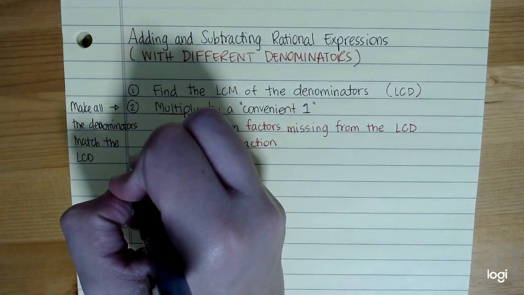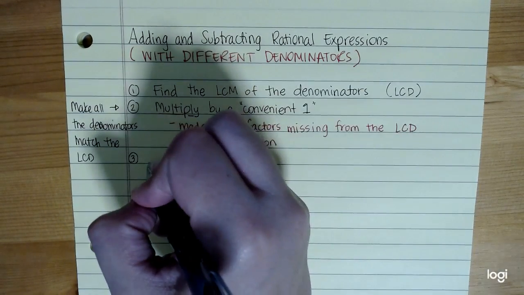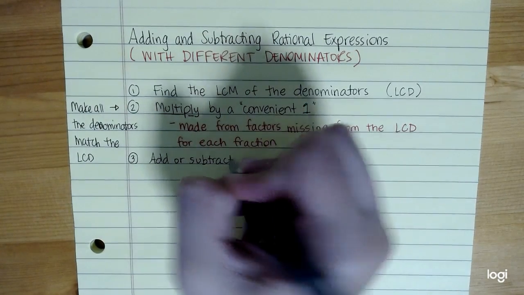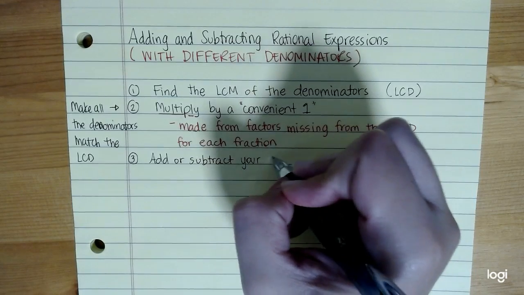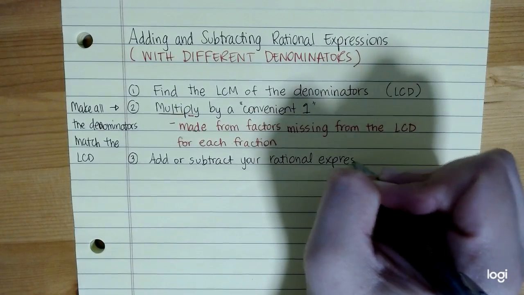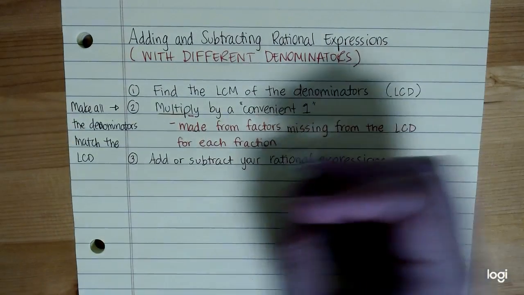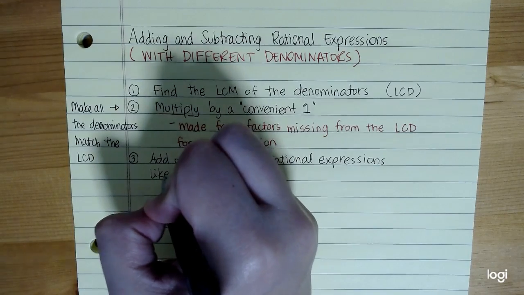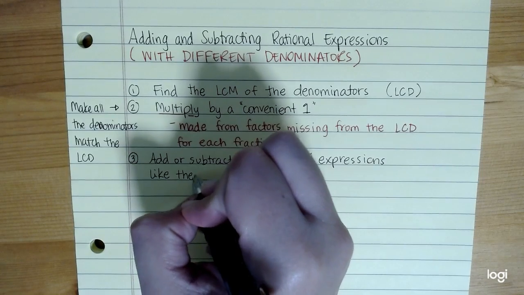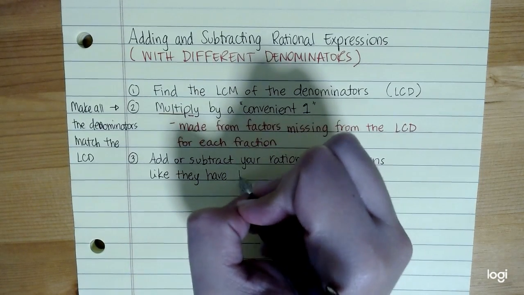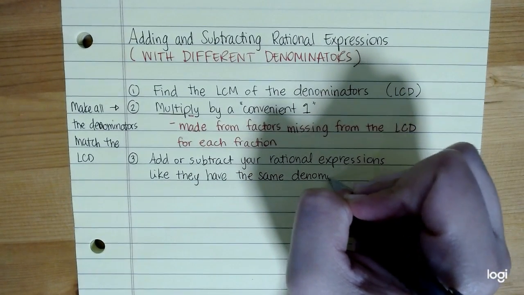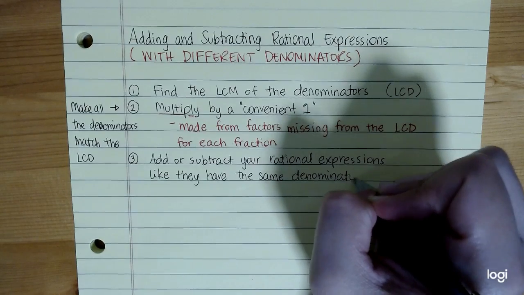And then the third step is you can add or subtract your rational expressions like they have the same denominator, because after step 2 they will have the same denominator.